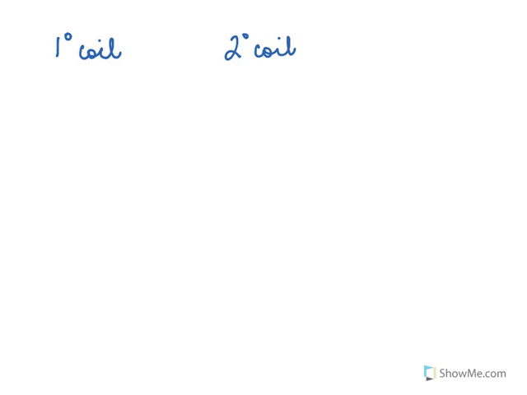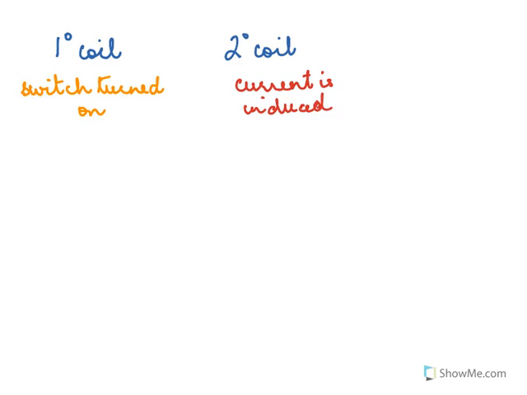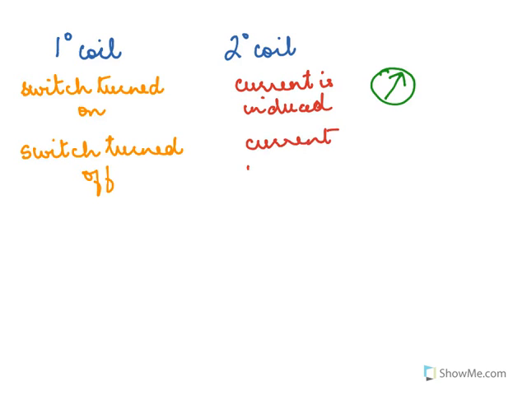We'll go over and summarize the mutual induction once again. So when the switch is turned on, as soon as the switch is turned on, current is induced, which means the galvanometer shows deflection. The minute you turn the switch off, right at that moment, again you find the current is induced, because now the magnetic field is decreasing. But in this case, the galvanometer shows deflection in the opposite direction.